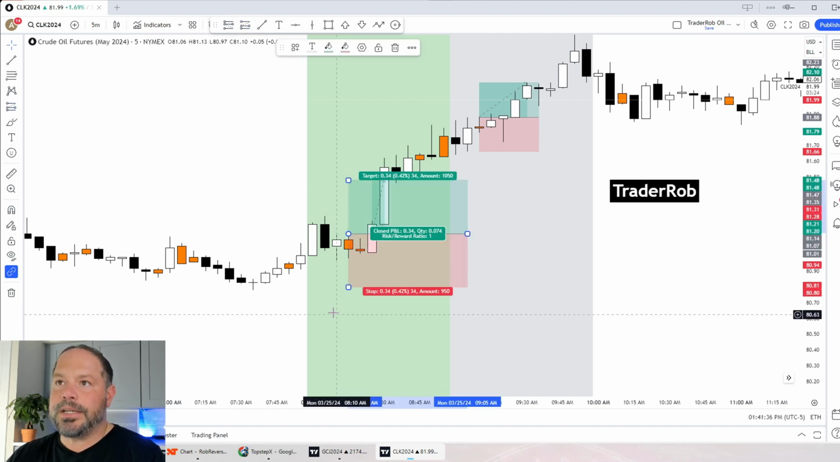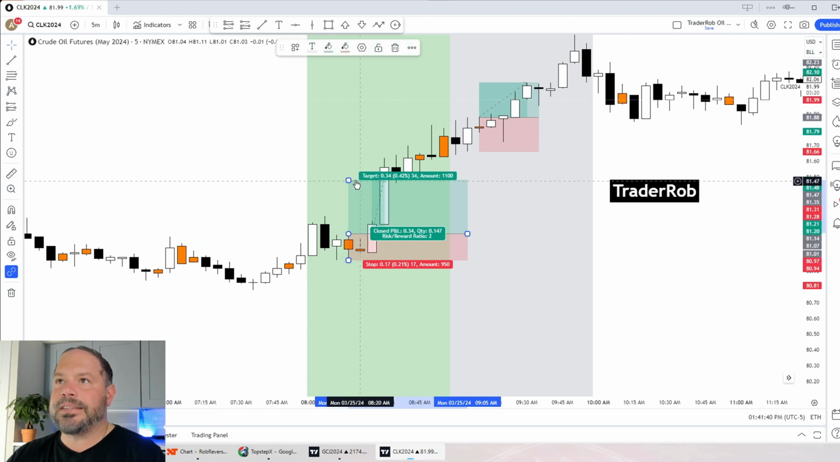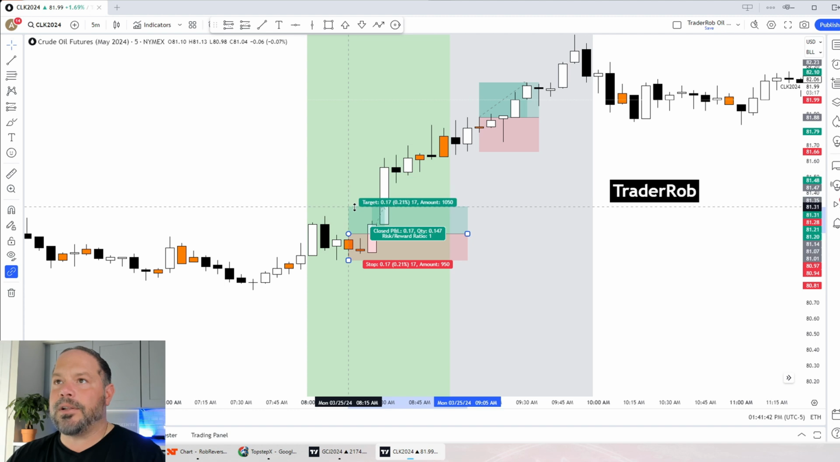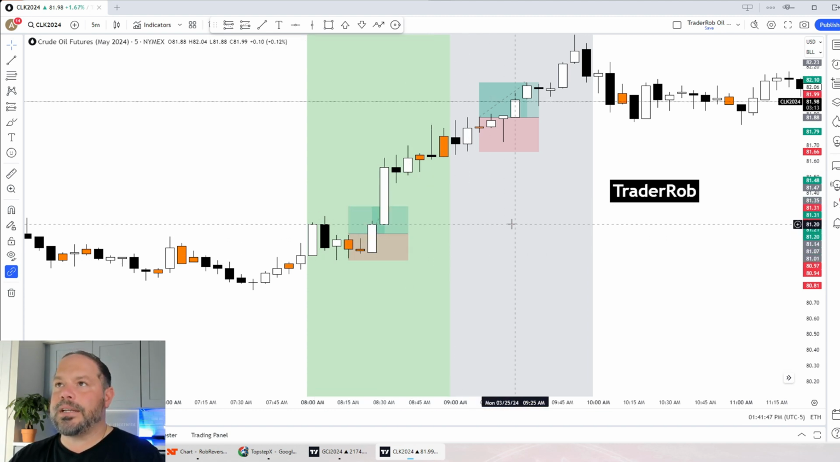Let's just put it here. Your stop loss goes to the bottom of our source bar, which is about 17 ticks. And we are looking for 17 ticks of profit. Full take profit on that trade.